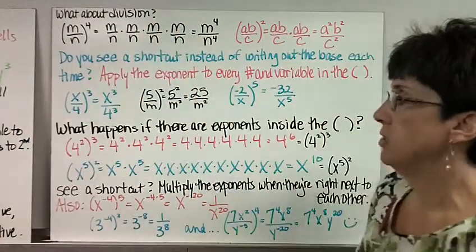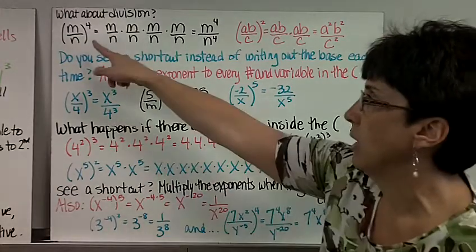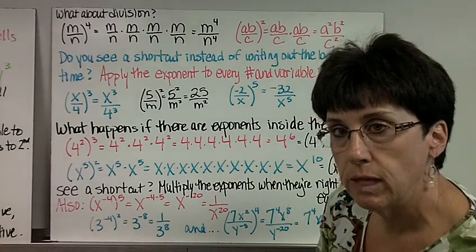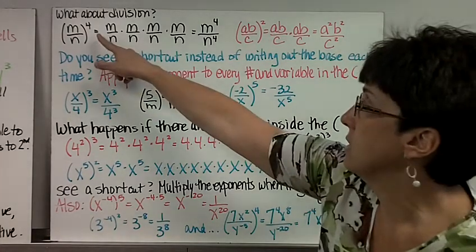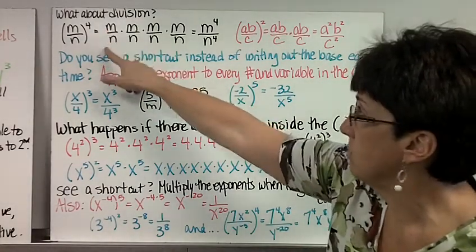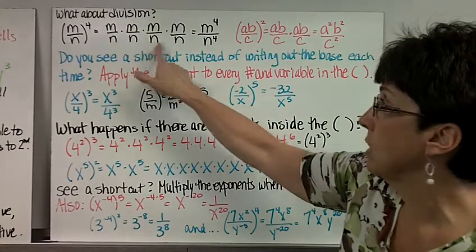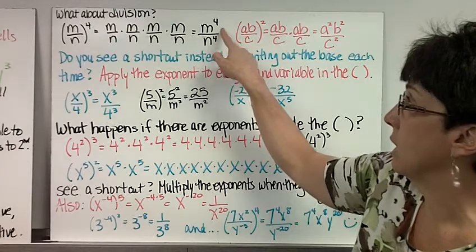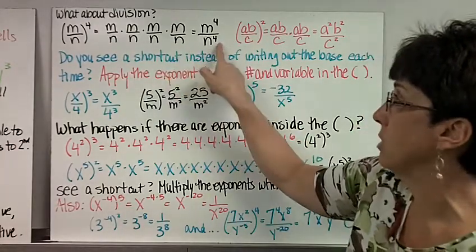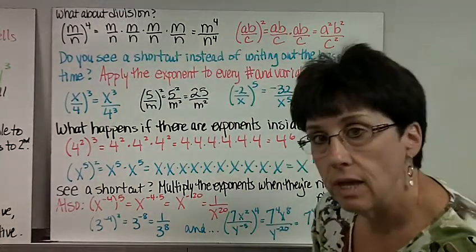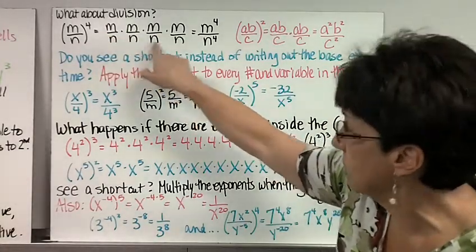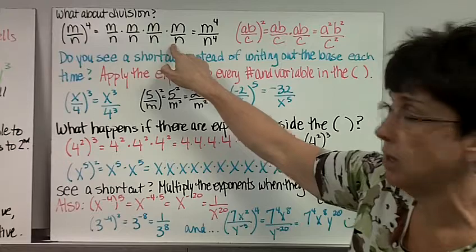So what about division? Can we do division? What if you had a problem like this, m divided by n, the quantity m divided by n to the fourth? Well, that tells you there's m divided by n 4 times. That's what that means. So if we combine our numerators, we get m to the fourth, and we combine our denominators, we get n to the fourth. Once again, what's inside the parentheses, it's everything. The 4 applies to everything.